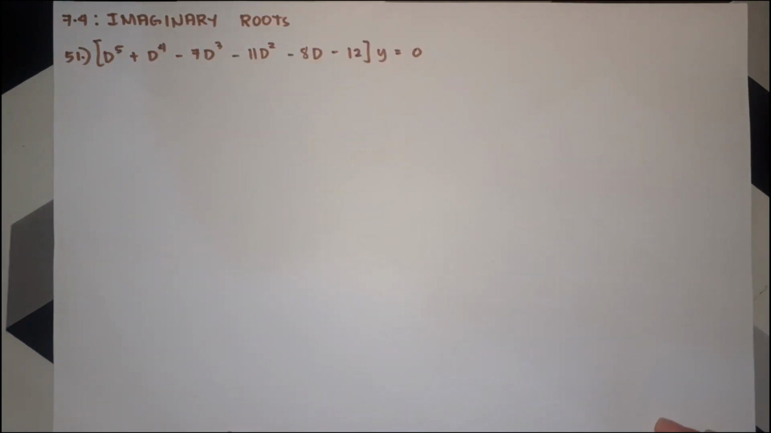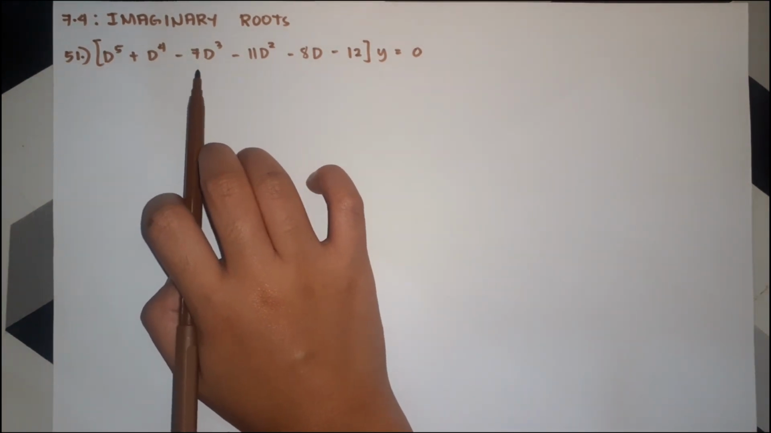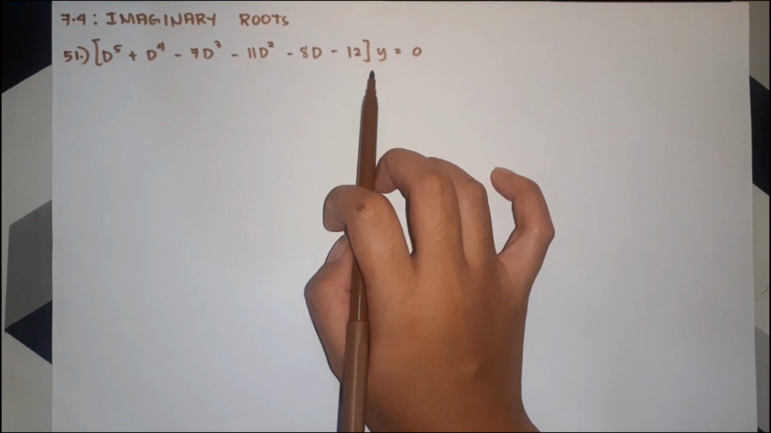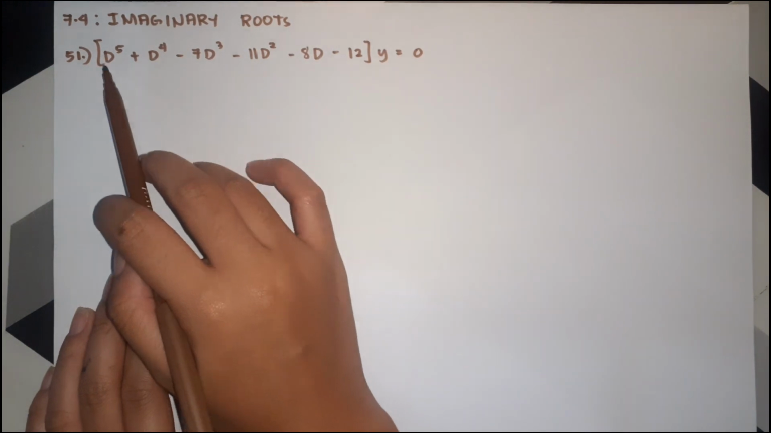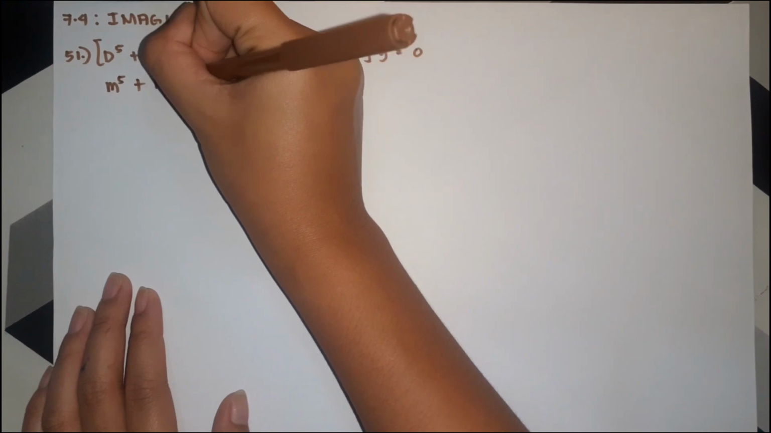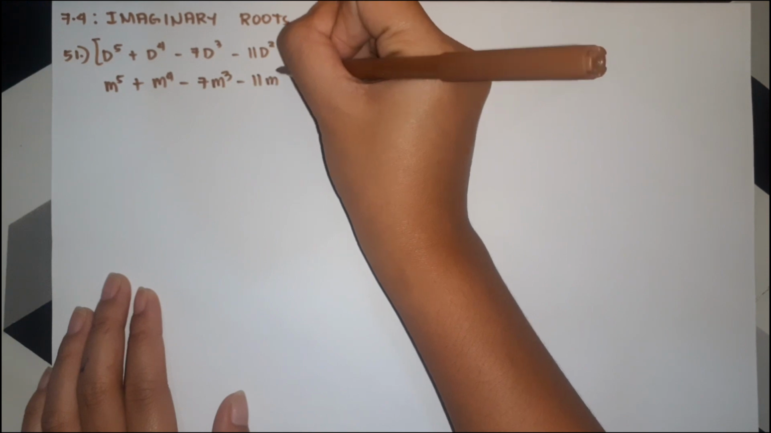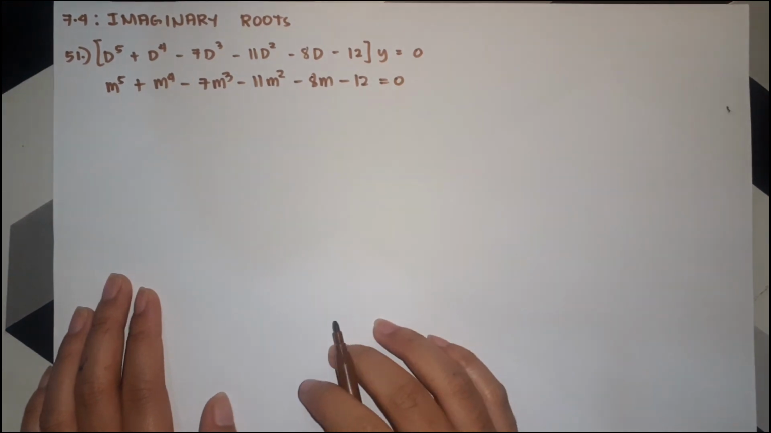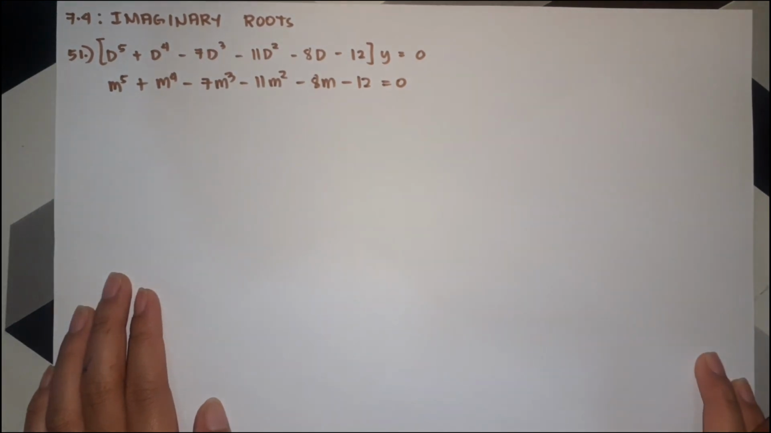And next, we have here another example, number 51. D raised to 5 plus D raised to 4 minus 7D cubed minus 11D squared minus 8D minus 12, times y, is equal to 0. In getting the roots of this, we will first change D into m. So this will be m raised to 5 plus m raised to 4 minus 7m cubed minus 11m squared minus 8m minus 12 is equal to 0. To get the roots of this equation, we will use synthetic division.